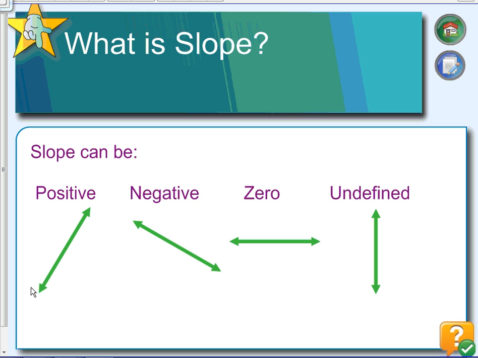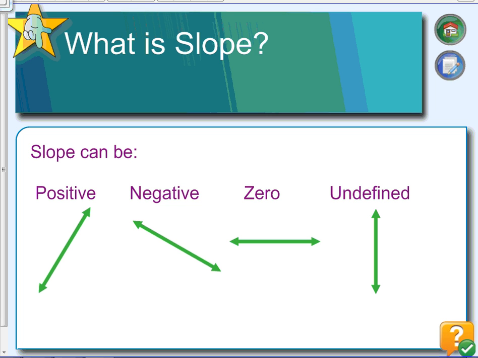All right, so we can actually classify slope in 4 different ways. It can be positive if it's going up. It can be negative if it's going down. 0 if it is horizontal, and undefined if it is vertical. These are very important to commit to memory because if you are solving for slope and your line is positive, but you get a negative slope, you probably did something wrong in your calculations. So it's just a really good way to double check yourself.